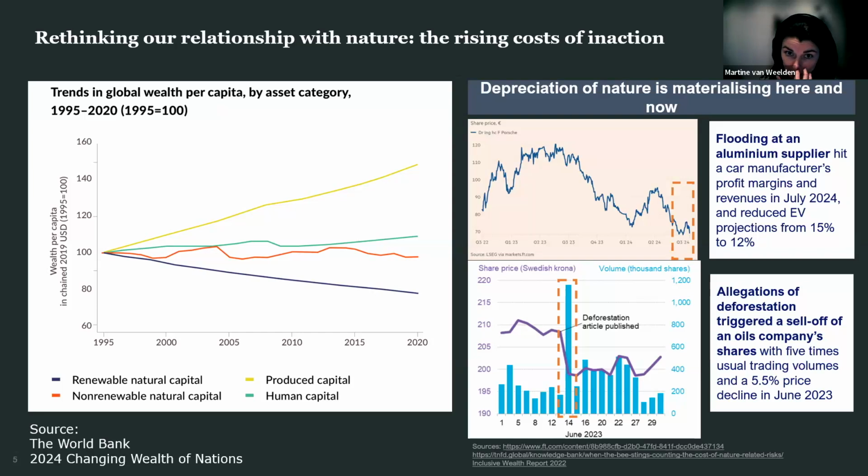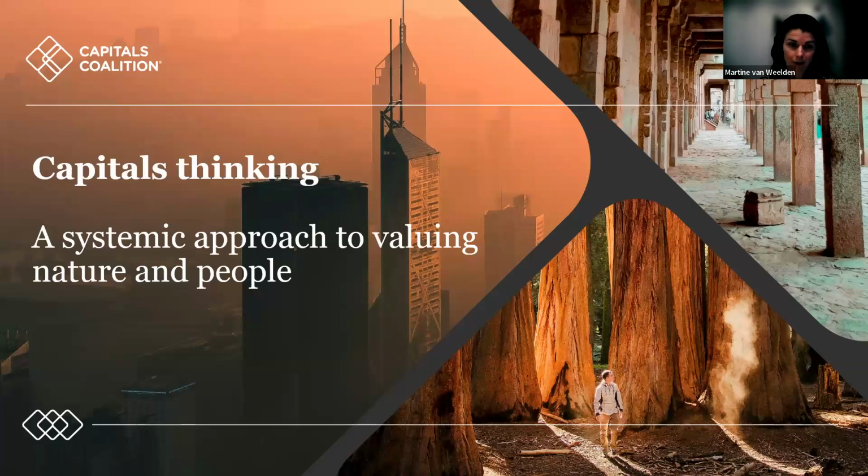To the right, you see flooding at an aluminium supplier hit a car manufacturer's profit margins and revenues in July 2024 and reduced its economic value projections from 15 to 12%. I'm not taking all the examples here because I have limited time, but I'm sure these slides will be shared with you so you can scroll through. So really, there is a rising cost of inaction. What can we do about this?